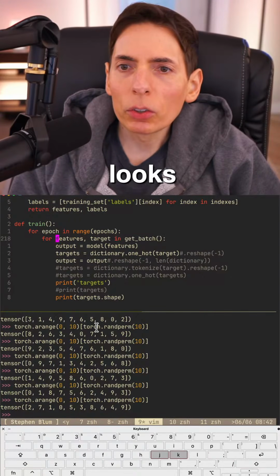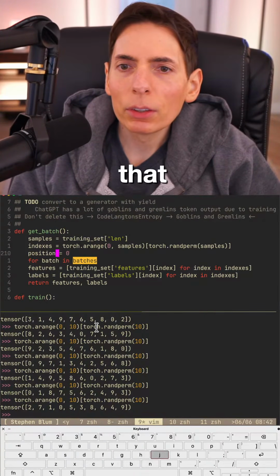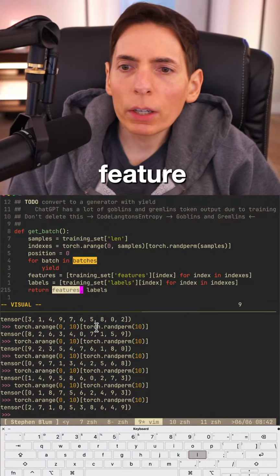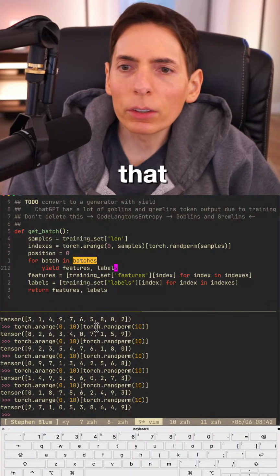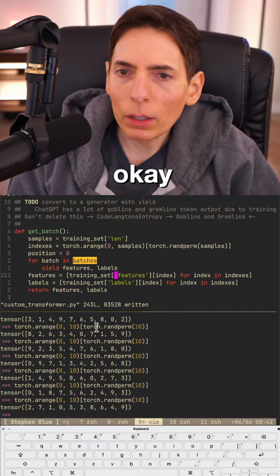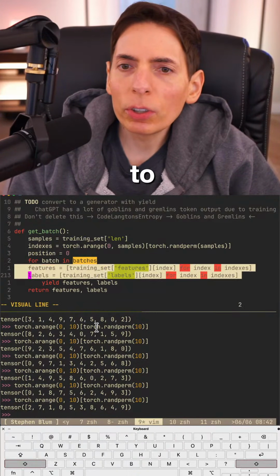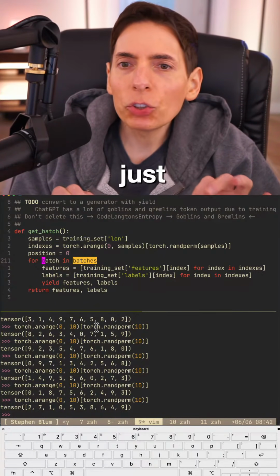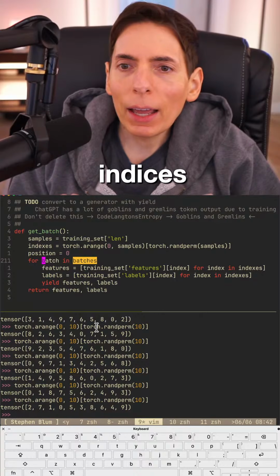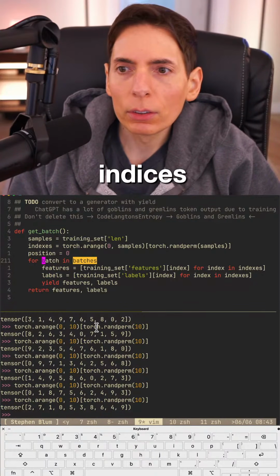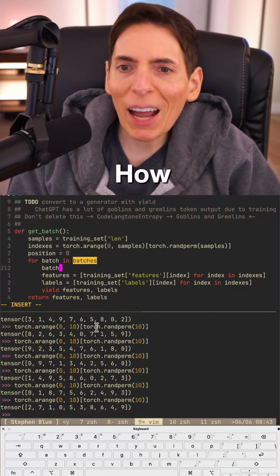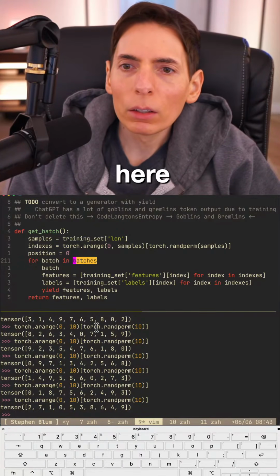So this looks good here. So now I've updated that, and then I need to yield the feature and labels like that. Okay. Then I also need to set these values. There we go. So far, so good. Now I just need to take the indices and get a slice of the indices. So let's see. Let's do current. How about batch? No, I've already got batch defined here. Range.